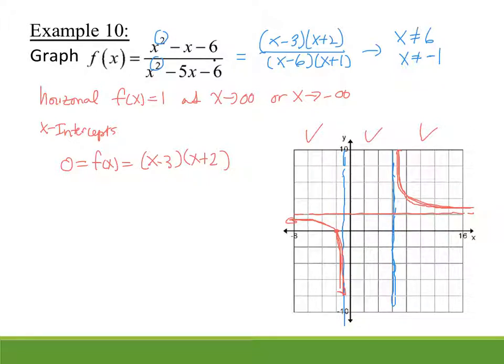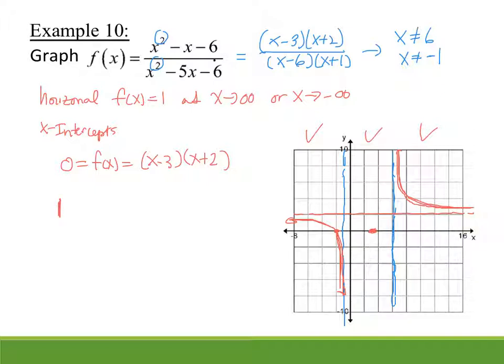Now there's another point, right? It's at 3. So this is 2, and there's a point right here on the x-axis. Now the question is, does it go above or does it go below, or does it go both above and below the actual horizontal asymptote? Well, let's find the point of the horizontal asymptote.